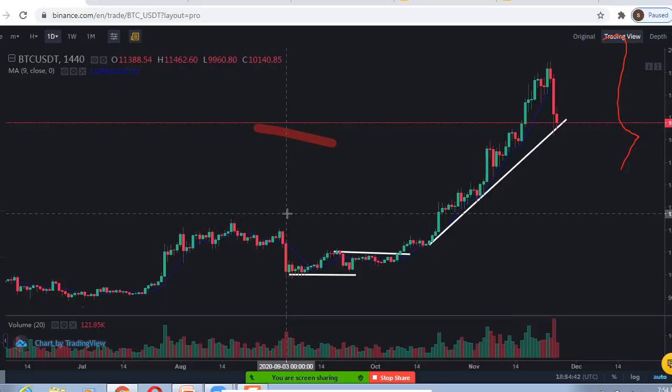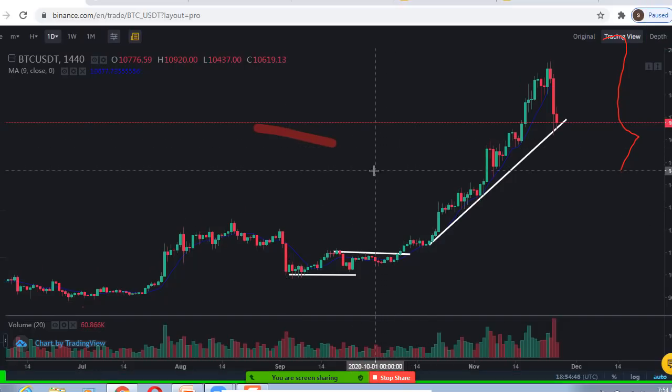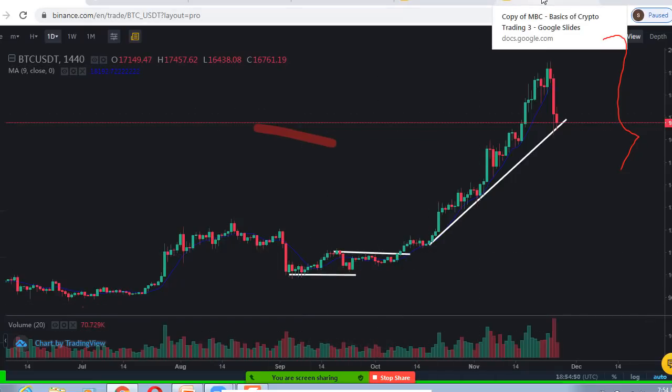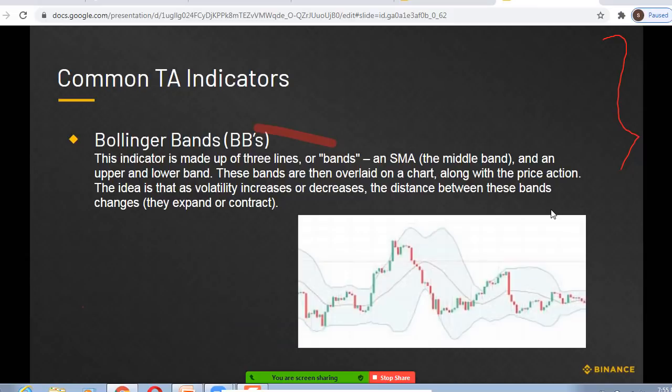So the moving average is used to predict the market as well. So take note of that. But you can actually use it to tell when to buy now and when to sell now in the case of using the RSI. The next indicator is the Bollinger Band.